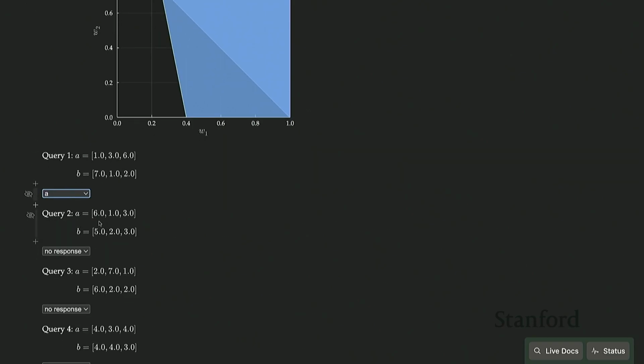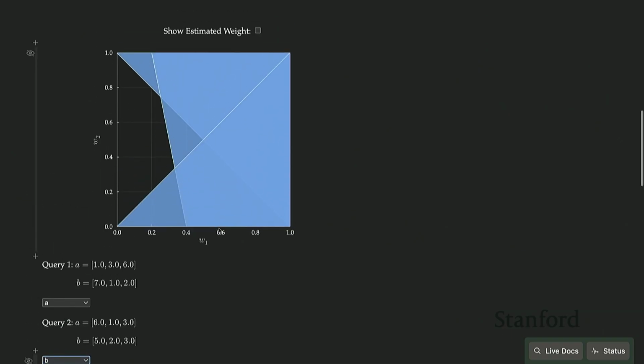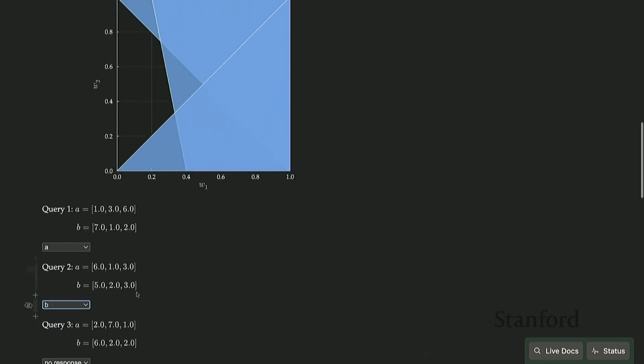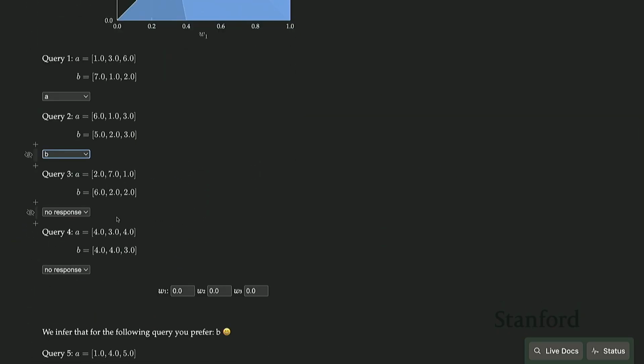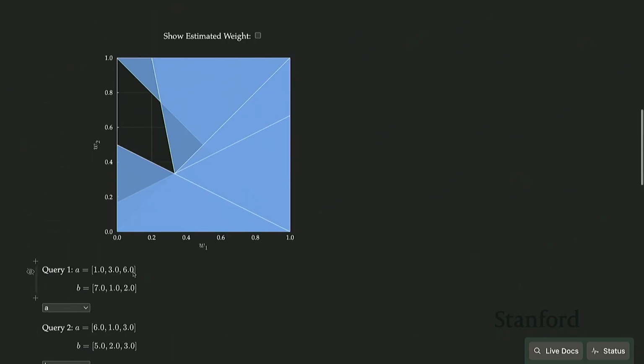Would you prefer 6 M&Ms, 1 Sour Patch Kid, and 3 Skittles, or 5 M&Ms, 2 Sour Patch Kids, and 3 Skittles? B. Okay. All right, so that gave us a new plane. We're not going to actually go through the calculation here, but we would do basically the exact same calculation we did before with these new numbers, and it gives us a new half space that further constrains the space of possible weights. Okay, let's do the last two. Number 3. A. Okay, and number 4. B. All right. So now we have further constrained the space of possible weights.